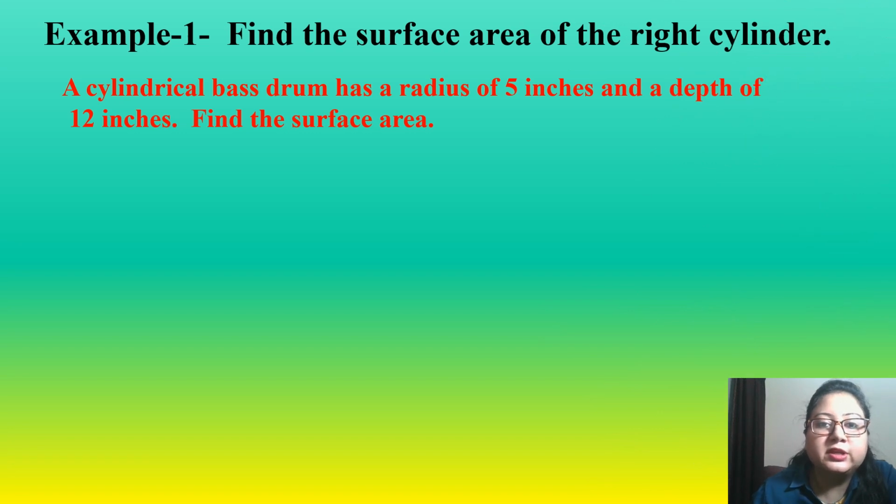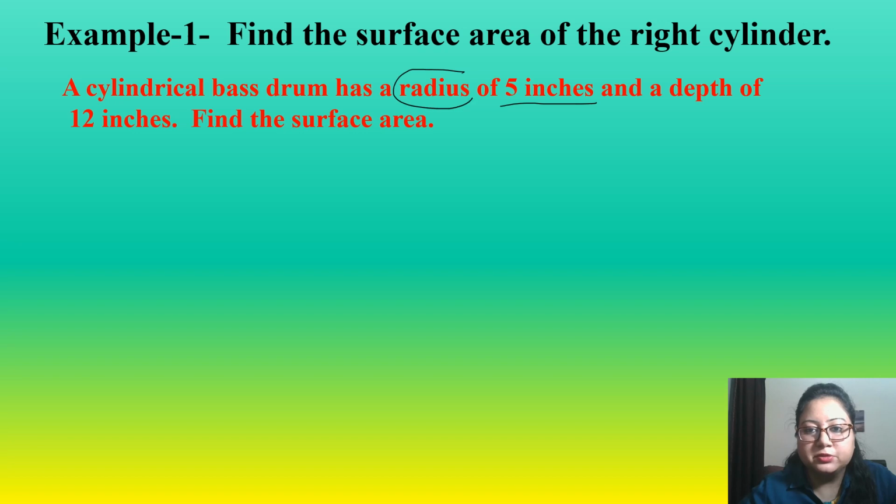Students, now that you've seen the two formulas that will help you for calculation of the lateral surface area and the total surface area, it's time for us now to try an example. So I'll read the question for you. A cylindrical bass drum has a radius of 5 inches. While I'm reading, I'm also highlighting the important numbers or the important information which is given in this question that will help us to solve.